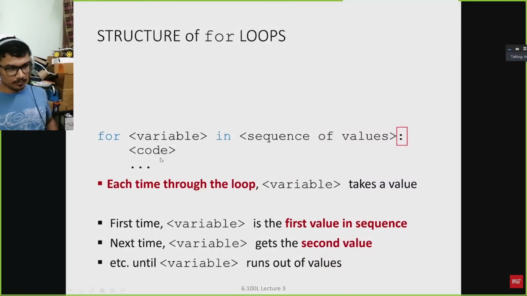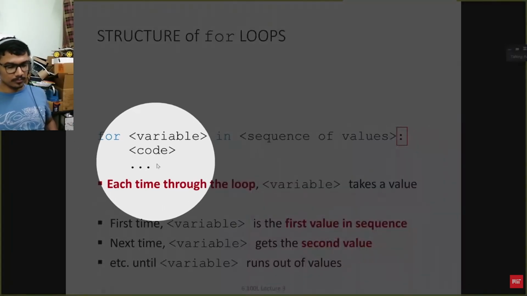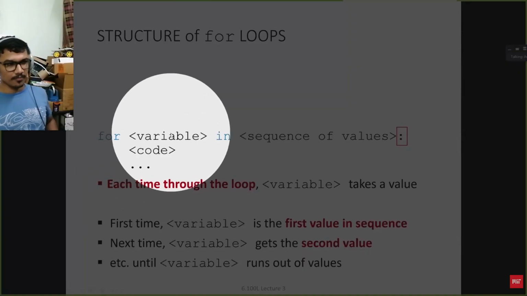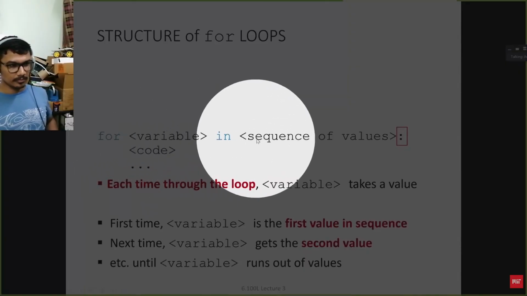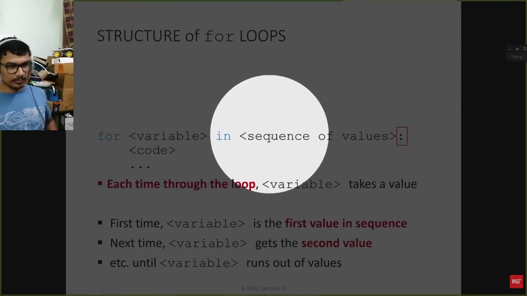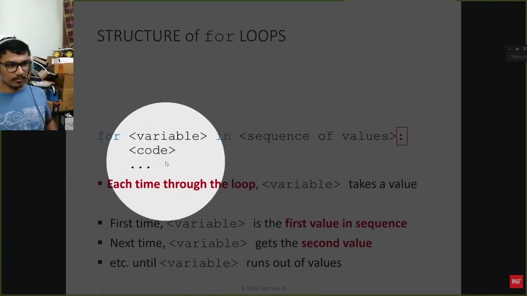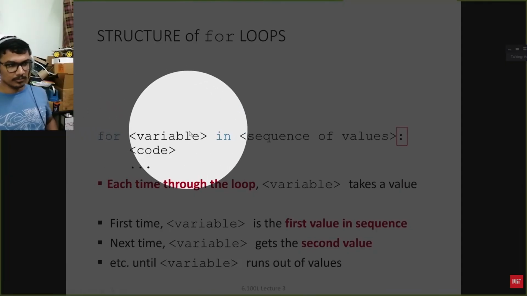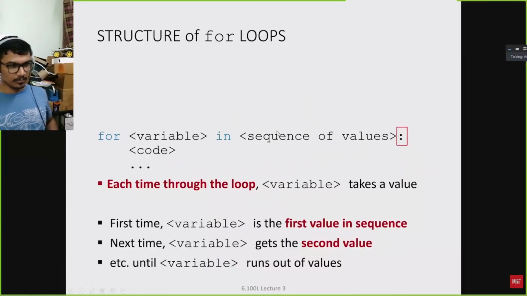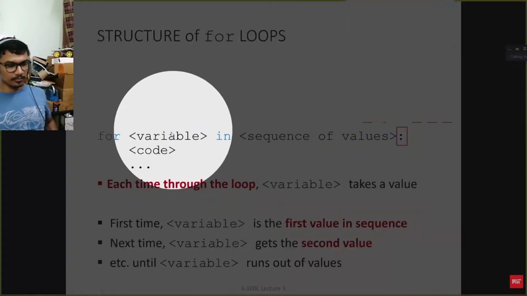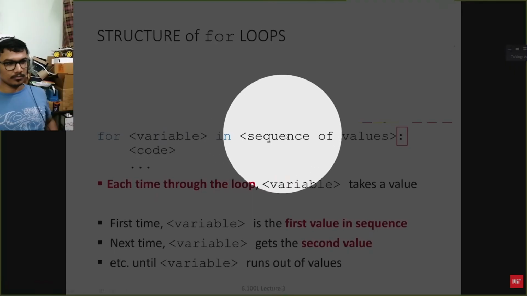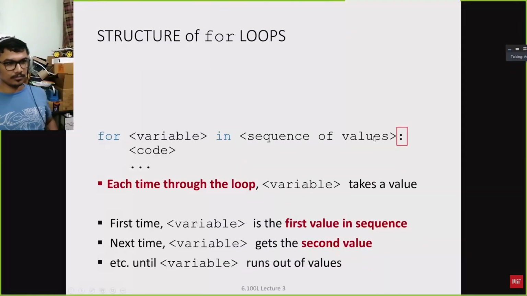Whatever lines of code you have that are indented are going to be executed however many values you have in the sequence. The first time through the loop, Python will make this variable name take on the first value in the sequence, and then execute this code. After it finishes, it will go back and set the variable to the next value in the sequence and execute the same lines of code. So these lines will effectively be executed however many values you have in your sequence.